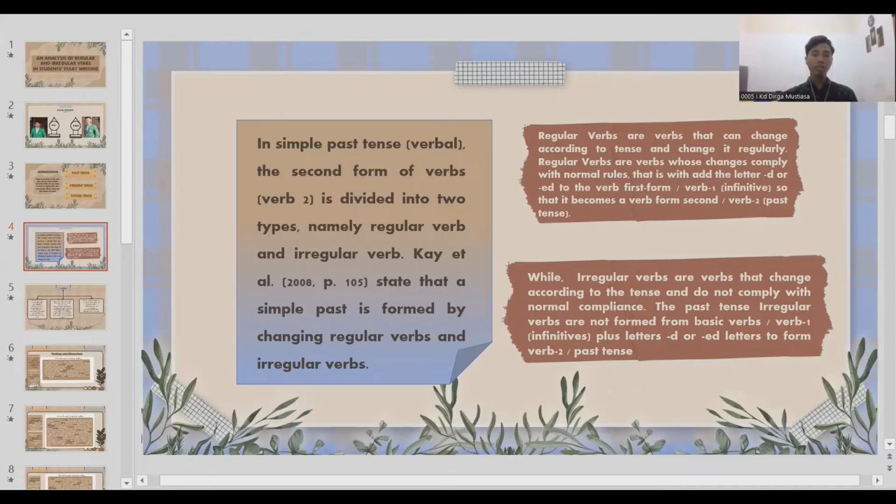Based on the explanation above, the researcher wants to research regular and irregular verbs. The objective of the study is to know the use of regular and irregular verbs in the students' essay writing and to know the most dominant past verb written by the students in their essays.